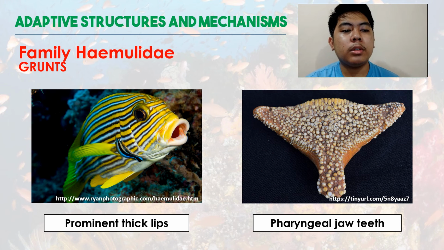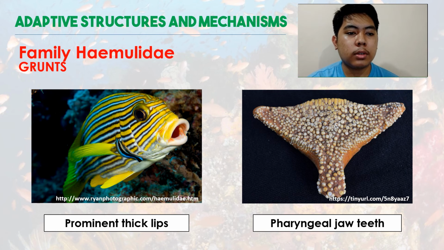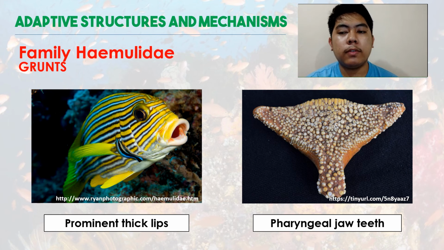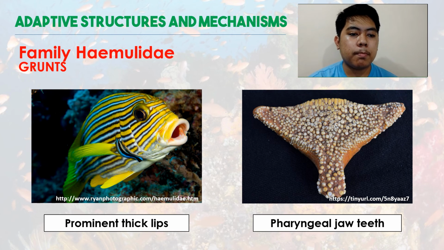For family Haemulidae or the sweetlips or grunts, the first adaptive feature is that they have prominent thick lips. These fishes feed on benthic invertebrates, and their thick lips serve as a bumper that reduces mechanical stress while they are probing the sand for food. In instances where the grunts are inactive during the day in rubble areas, their thick lips act as a seal that allows them to suck prey out of narrow openings.